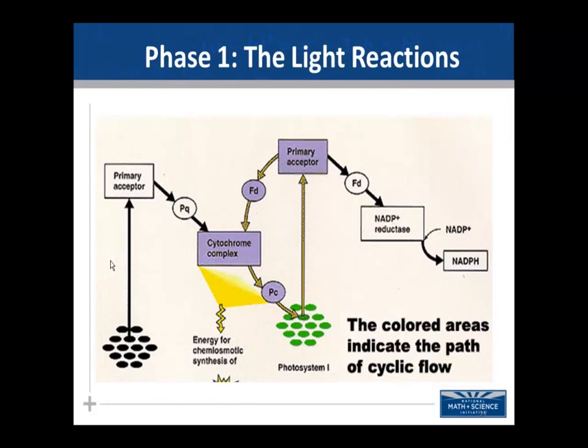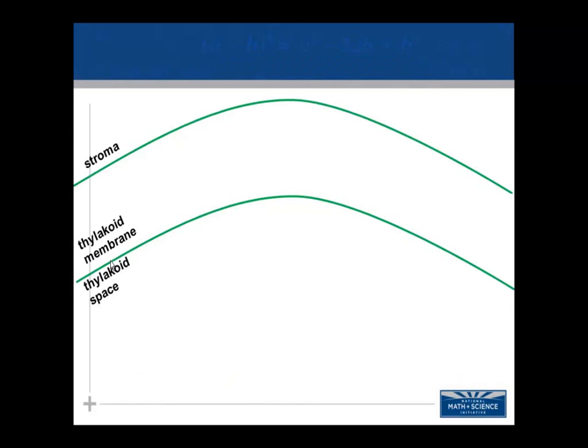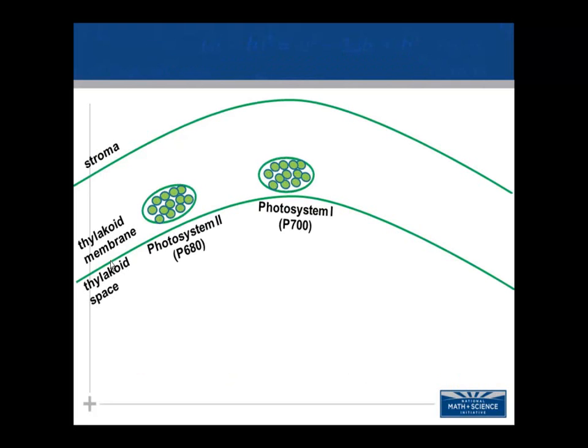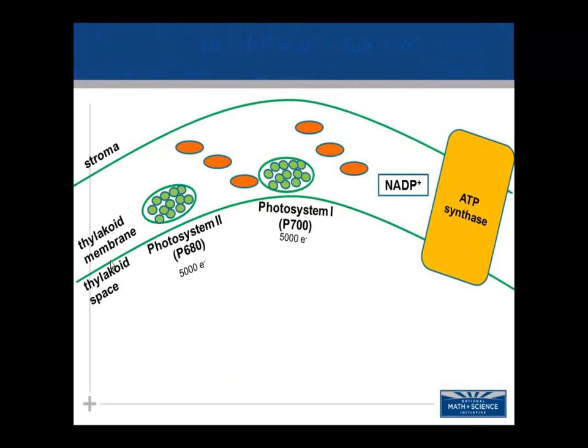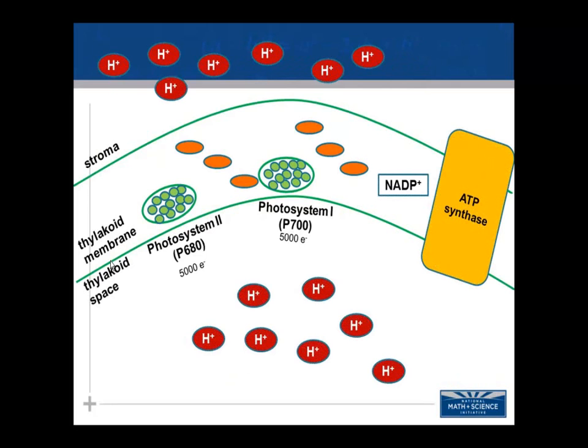So here we have a diagram of cyclic electron flow. I'm going to go through this diagram again through this little animation, but this time we're only going to show what happens during cyclic electron flow. So I'm going to set it up much the same way. Here are our photosystems. Again, there are a number of electrons. Our electron transport chains, NADP+, ATP synthase, our protons or hydrogen ions.